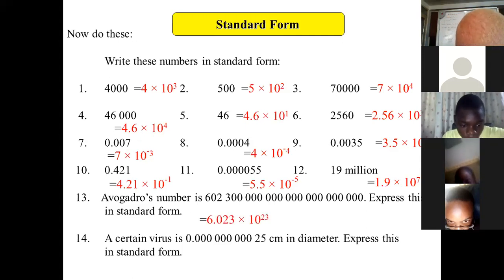Okay, so the answer will be 6.023 times 10 raised to power 23. Now, can we quickly do number 14 so that we move away from here? A certain virus is 0.00000000025 centimeter in diameter. Express this in standard form. Okay, so let me have the answer to number 14.